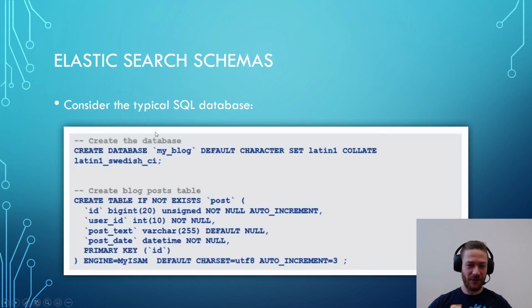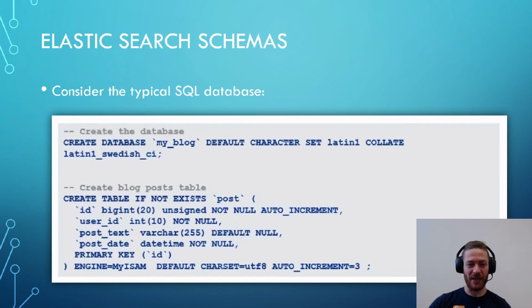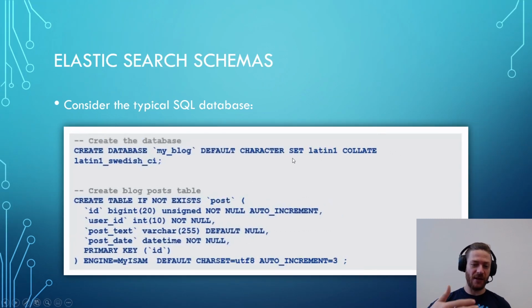Instead of creating a typical SQL database, this is a typical SQL database: create database, my blog, and so on. Create table if not exists, post. This is the ID, this is the user ID, post tag, post date, and so on. Instead of doing this, instead of having a query language, you just need to create a POST request or a PUT request against the Elasticsearch URL, and that's pretty much it.